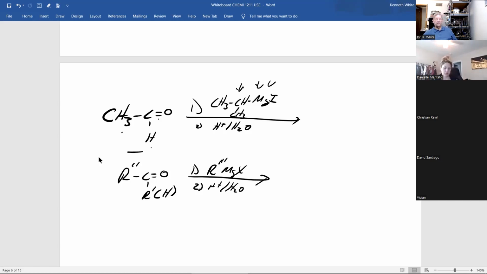And what happens? The Grignard attacks the carbonyl carbon, opens it up, and you get an alcohol. Remember, keep your eye on the carbonyl carbon. That's where all the fun is.